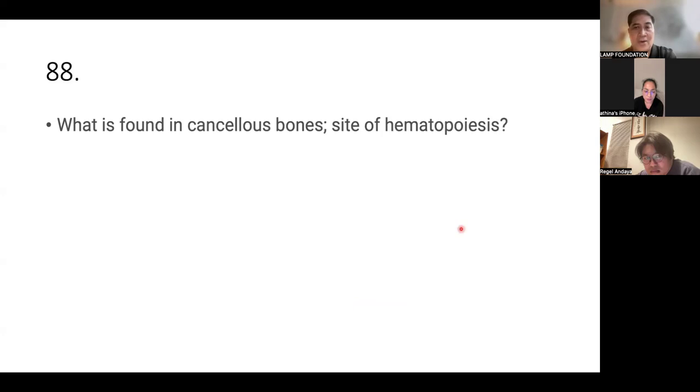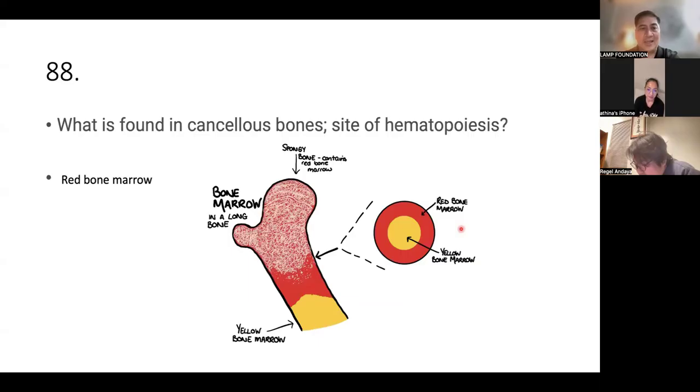Next, what is found in cancellous or spongy bones, the site of hematopoiesis? If you're familiar with it, is it bulalo? Yeah, the one you suck out. Bulalo. It's the red bone marrow. Yes, the red bone marrow. So this is the red bone marrow. Then we have the yellow bone marrow. For the Bisaya, you really want to eat this.